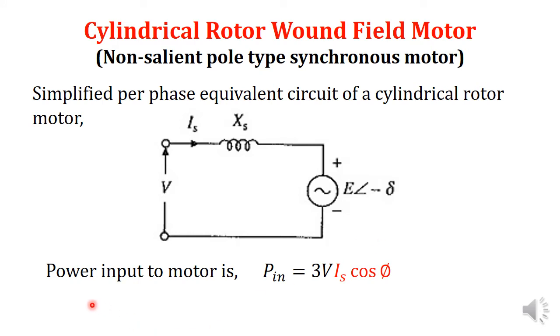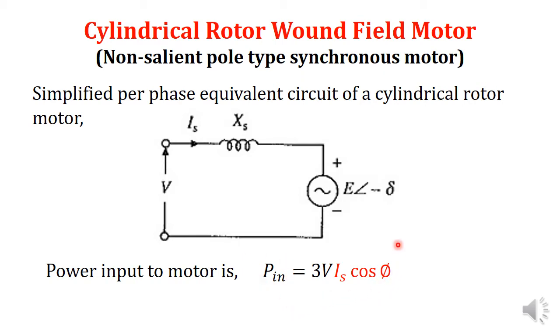Now let's write the equation for power input to the motor. So power input to the motor Pin is equal to 3 V Is cos phi. Since this is a per phase circuit, in order to find the actual power input to the motor, we have to multiply it with 3. Here cos phi is the angle between V and Is, supply voltage and stator current. So if we have the expression for Is cos phi, we can write the expression for Pin.